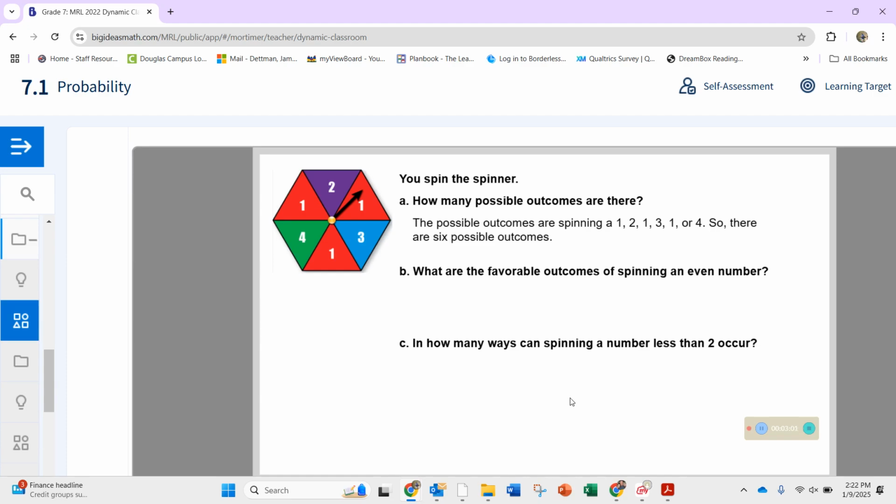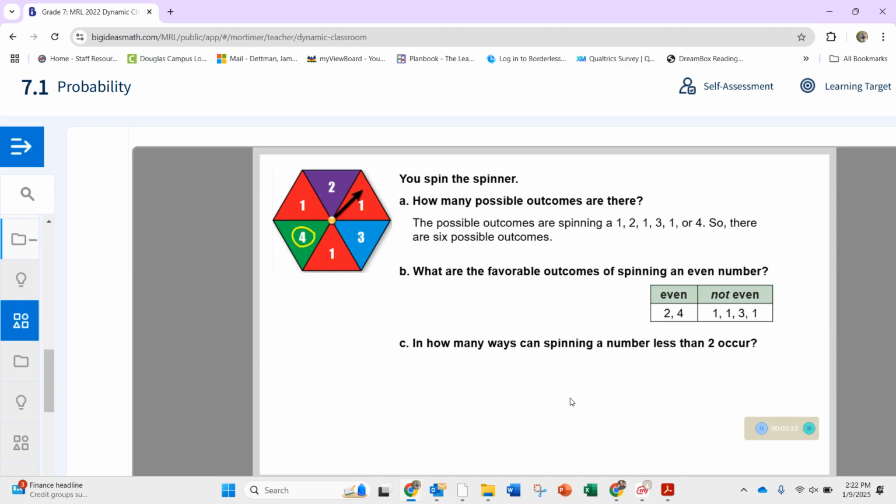So what are the favorable outcomes of spinning an even number? What does that mean, a favorable outcome? Let's think about that. What are the odds that you're going to spin an even? Well, how many even numbers do we have? We have a 2 and we have a 4. We have 2 out of how many total? Well, the other 4 numbers are odd. So we have 2 out of 6 that you're going to spin an even number, right?